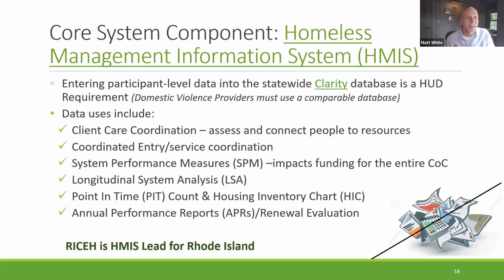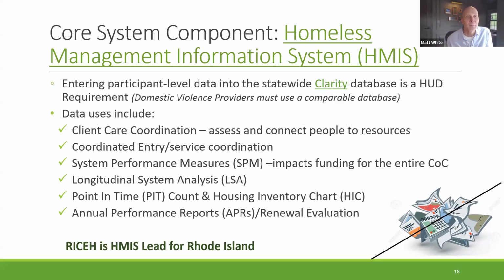So these are system performance measures, and we'll talk more about those, or SPMs. System performance measures are indicators of the effectiveness or the impact of our entire crisis response system. So are fewer people becoming homeless? Are they staying shorter periods of time? Are more people leaving homelessness and getting permanent housing? Are fewer people returning to homelessness after they've exited?